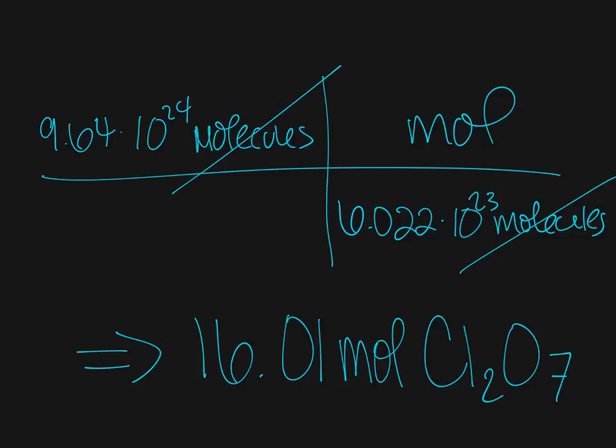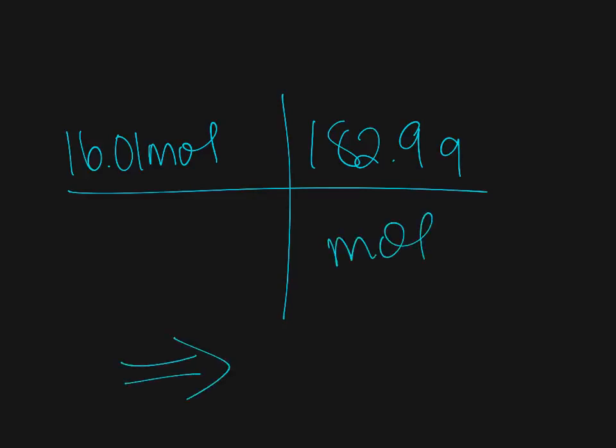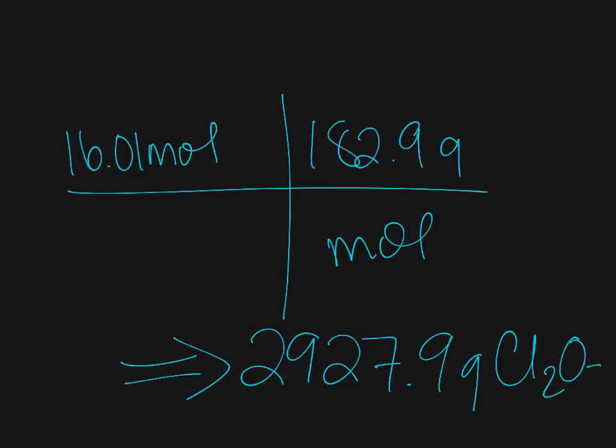Now that we have the moles, we can then make that into grams using the molecular weight that we had calculated earlier. So to do this, we would take our 16.01 moles and then times by our molecular weight of 182.9 grams per mole, and this will give us 2,927.9 grams of dichlorine heptoxide.